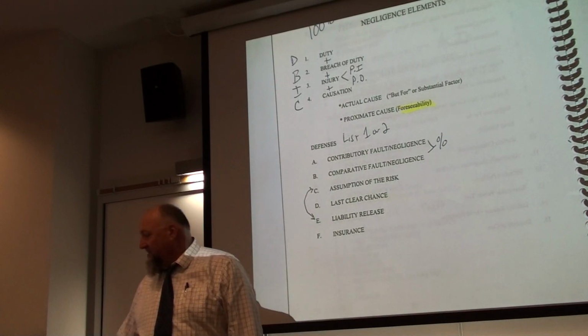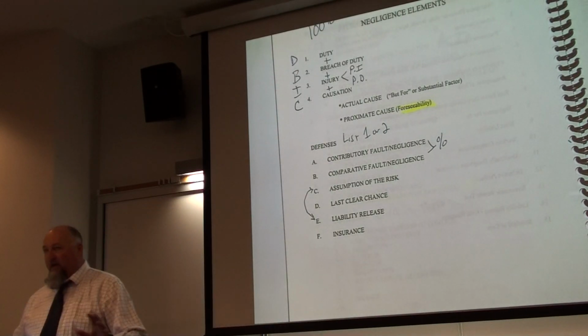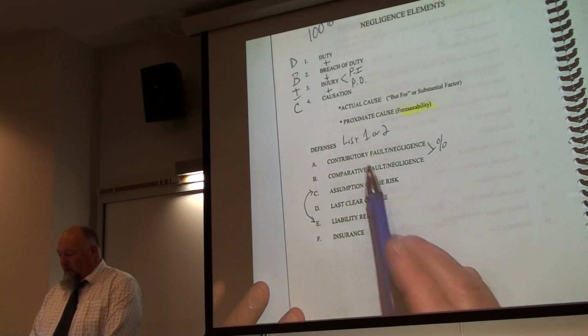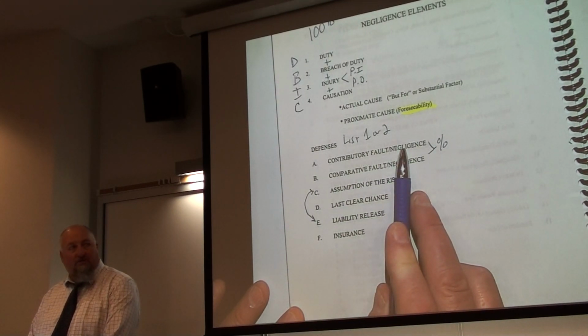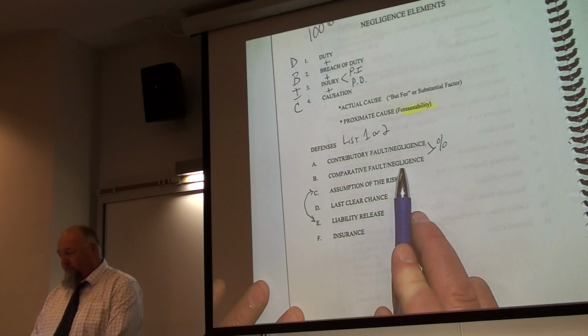So the first two are very similar to each other, but they have vastly different outcomes. Contributory fault, otherwise known as contributory negligence. Comparative fault.